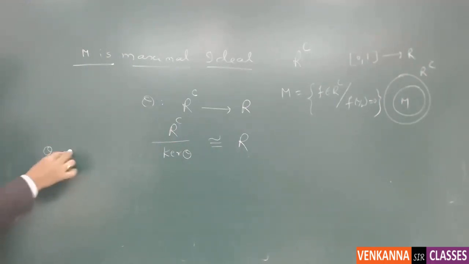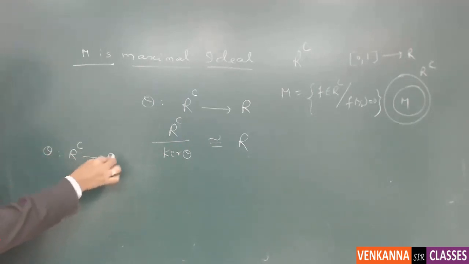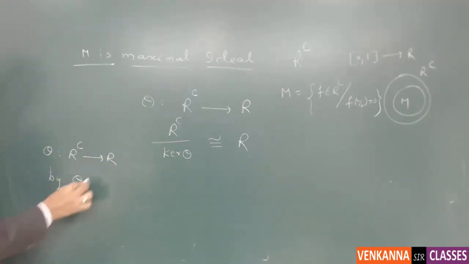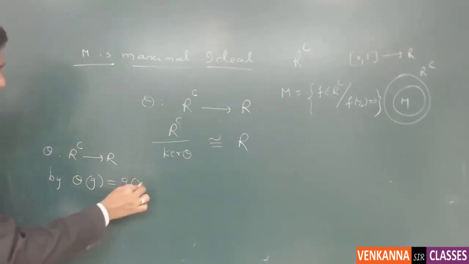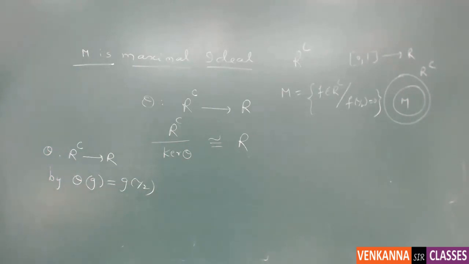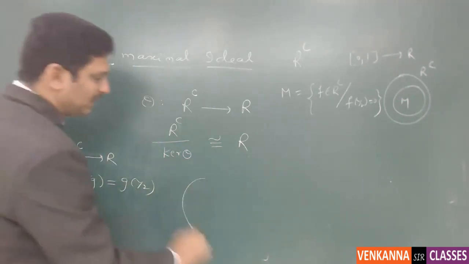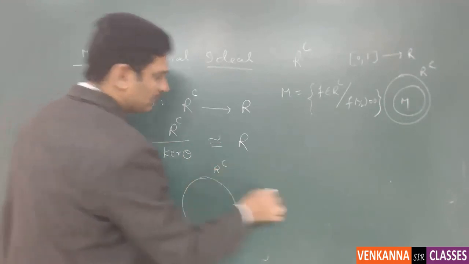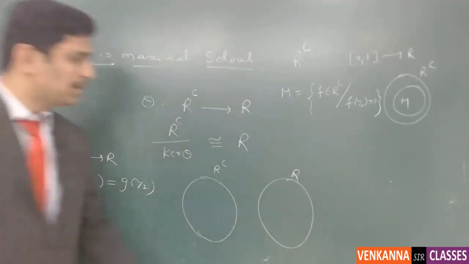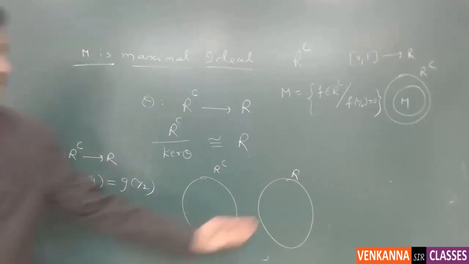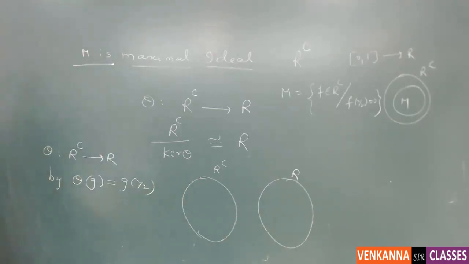how theta is defined, theta from R^C to R, by theta of any function is equal to the value of the image, right? So I am saying that now you take any real number on the codomain. You give me a number here on the codomain. You give me a real number on the codomain.